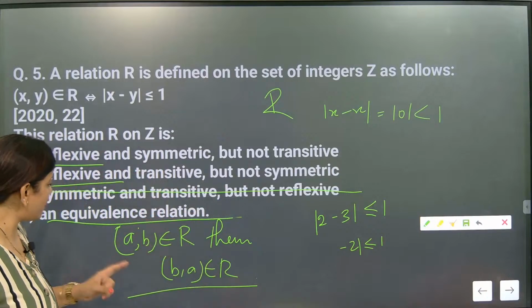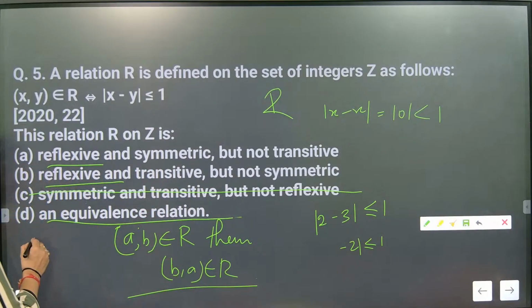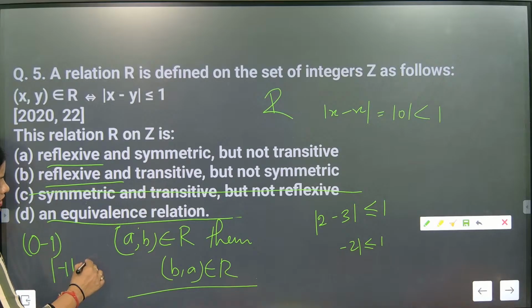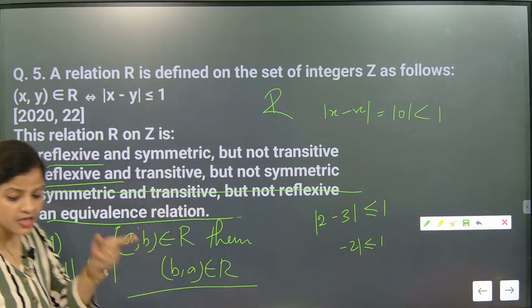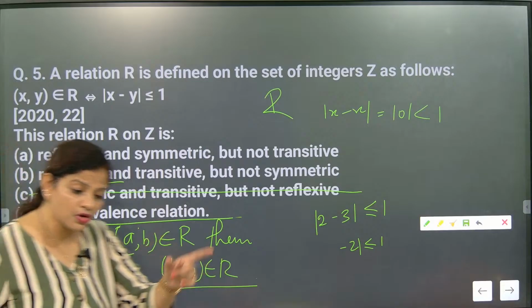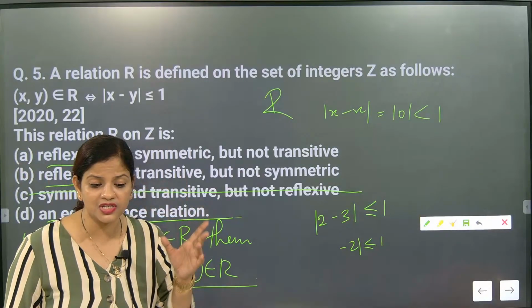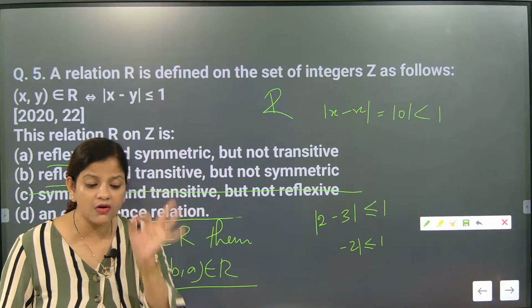So if in the first part you are subtracting like this, 0 minus 1, that means minus 1. Modulus of 0 minus 1 is 1. 1 is less than or equal to 1. So definitely that means it will be symmetric. Modulus is given now. So you have to be very specific, Shivaranjani. You need to check every corner.